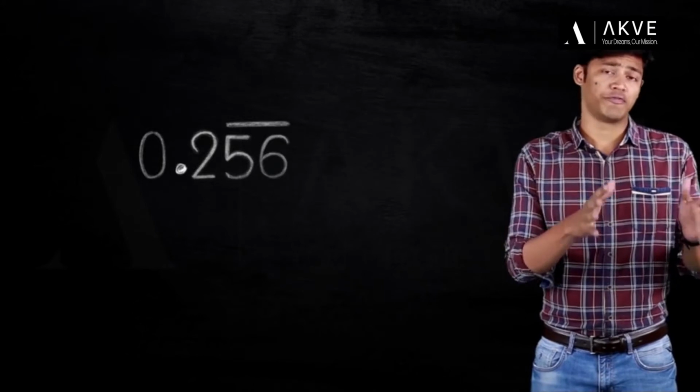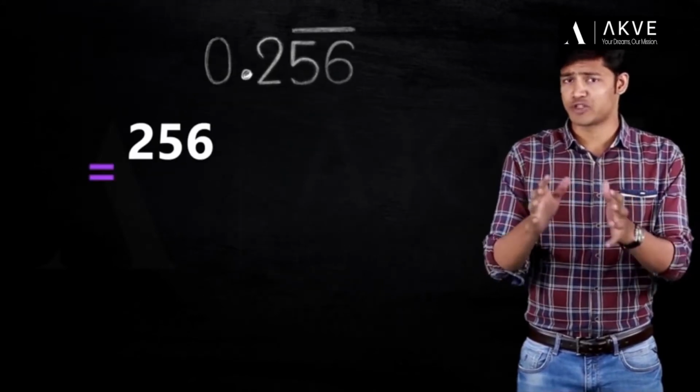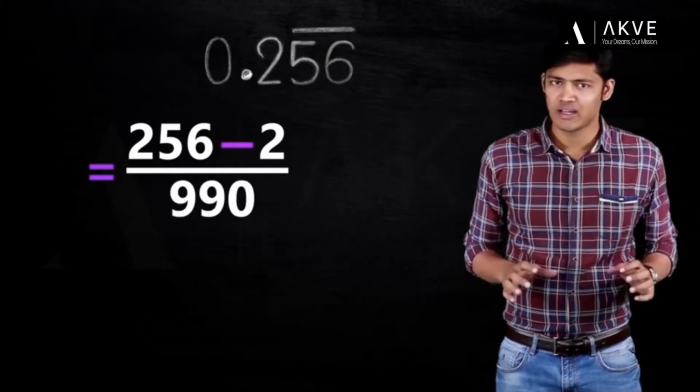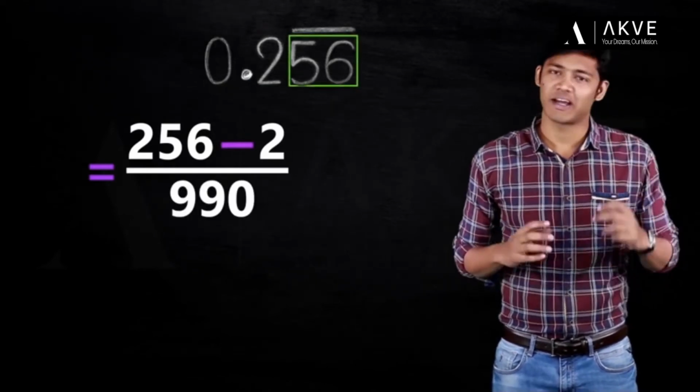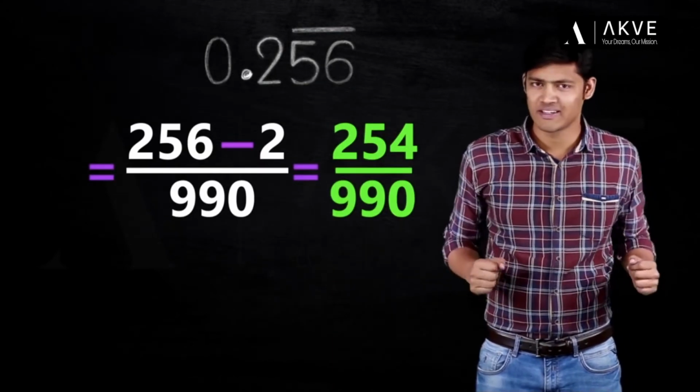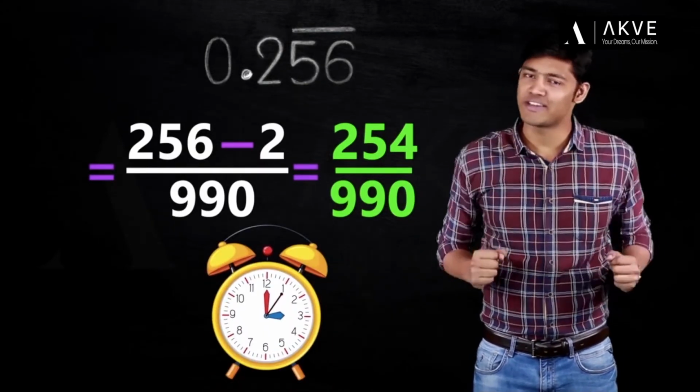Suppose the number is 0.256 bar. So, 256, the total number, minus 2, the non-recurring part, divided by 990, since only 2 digits are recurring. So, the number is 254 by 990. See, we did it only in 5 seconds.